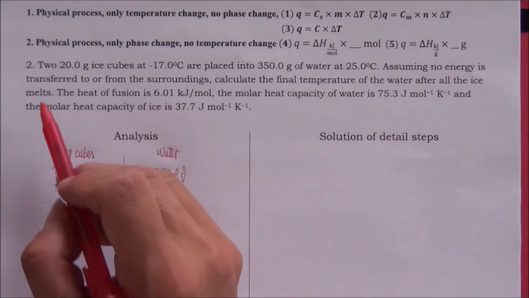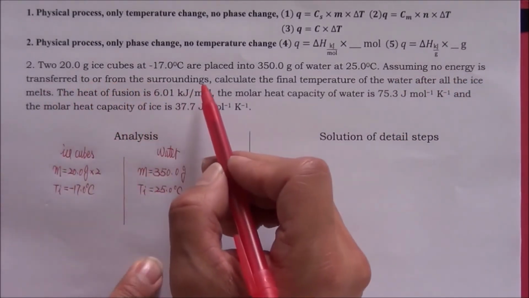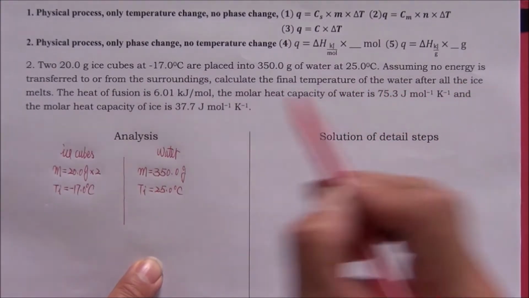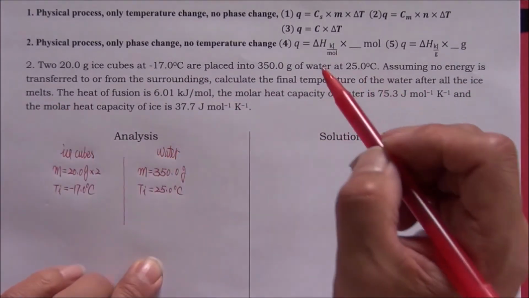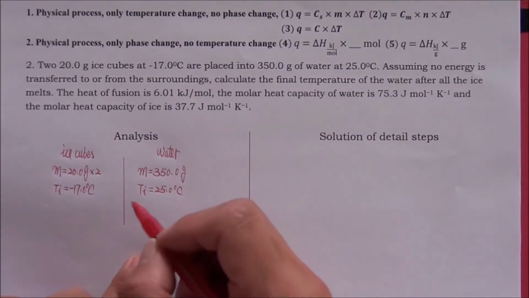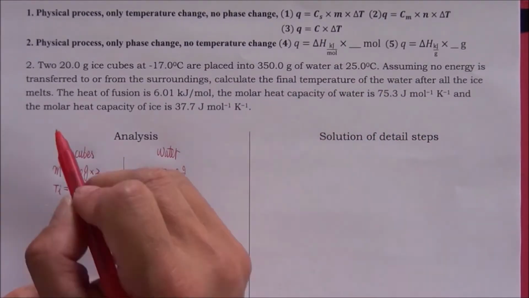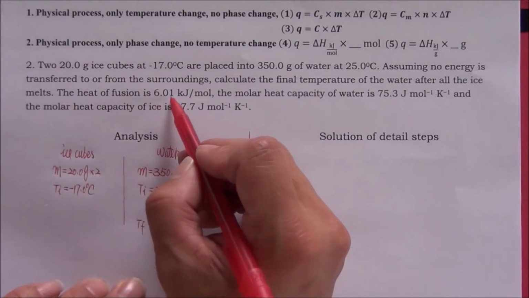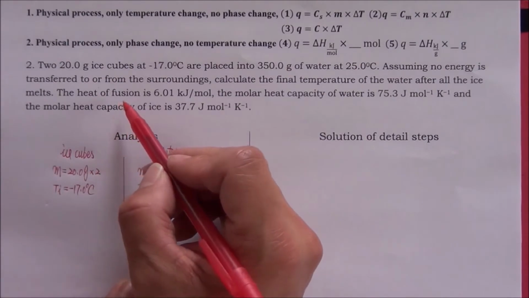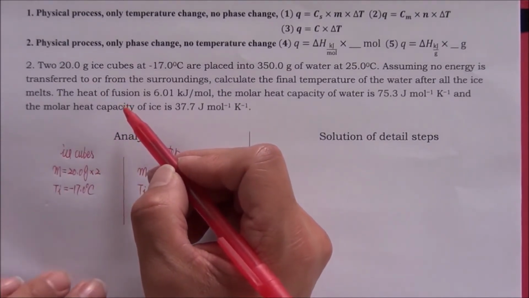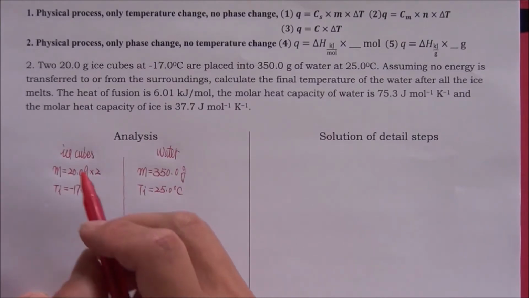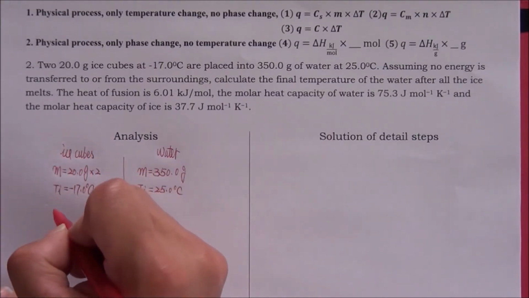Assuming no energy is transferred to or from the surroundings, calculate the final temperature of the water after all the ice melts. The final temperature of the water is what we are looking for. The heat of fusion is 6.01 kilojoule per mole. Fusion is the physical change from a solid to a liquid. Therefore, we should put down delta H fusion on the ice cube side.